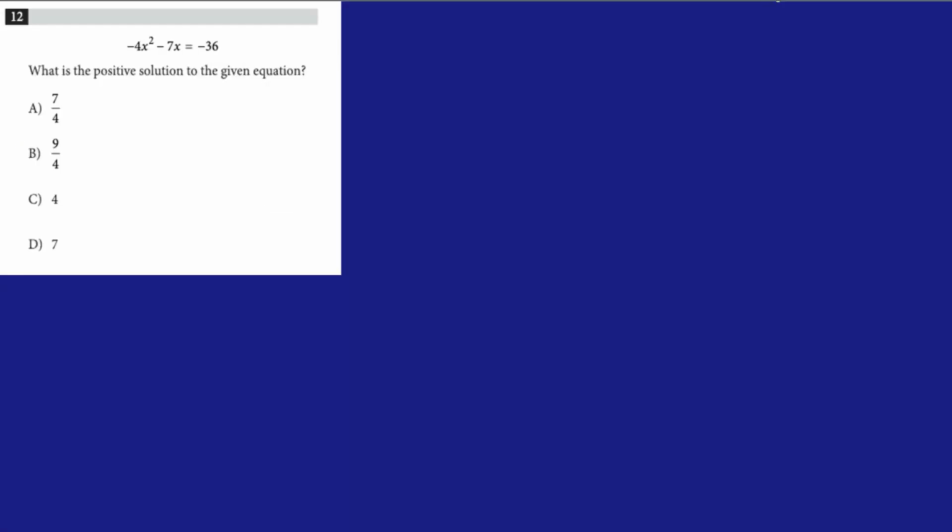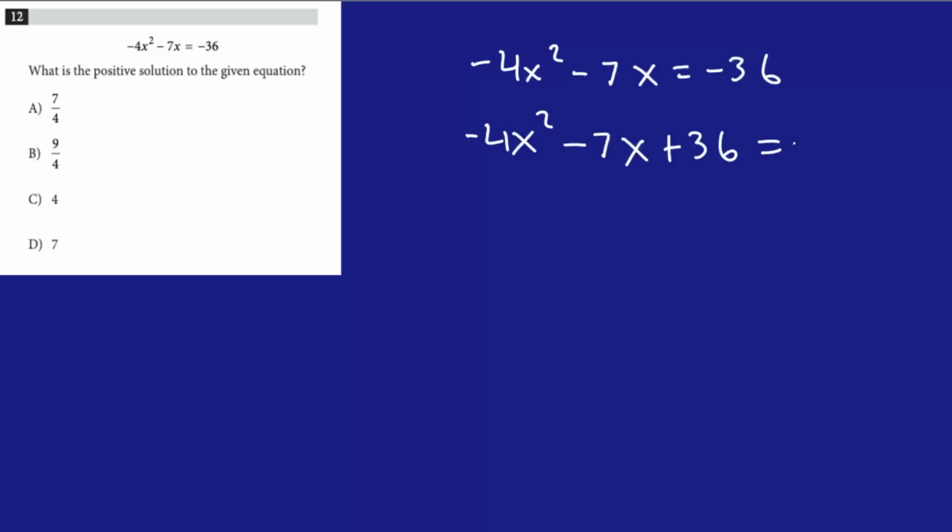So in this next problem, we have this equation, negative 4x squared minus 7x equals negative 36. So when we're given one like this, what you have to do is get all the terms on one side and set it equal to 0. This is typically how quadratic equation solving is done. We always want to set it equal to 0 and then find where it crosses the x-axis. So now we have it in the standard quadratic form.